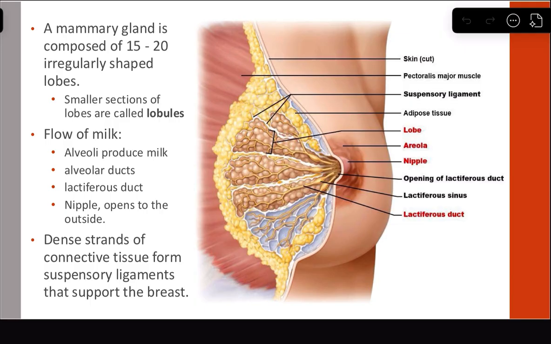We have these mammary glands composed of maybe 15 to 20 irregularly shaped lobes, and the smaller sections, which are called lobules. These lobules are going to have these alveolar little sacs that are responsible for producing that milk. Those alveoli are going to empty into the alveolar ducts, and we call these the lactiferous ducts. I'll take alveolar ducts as well.